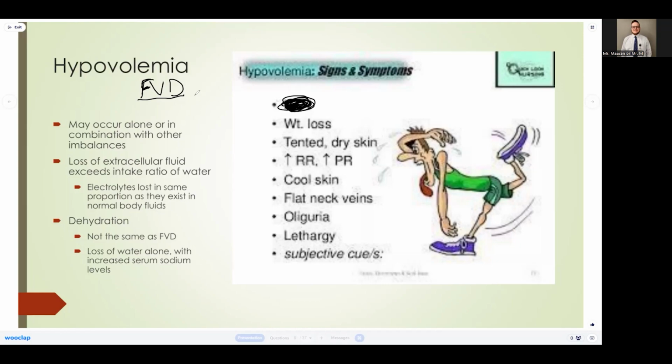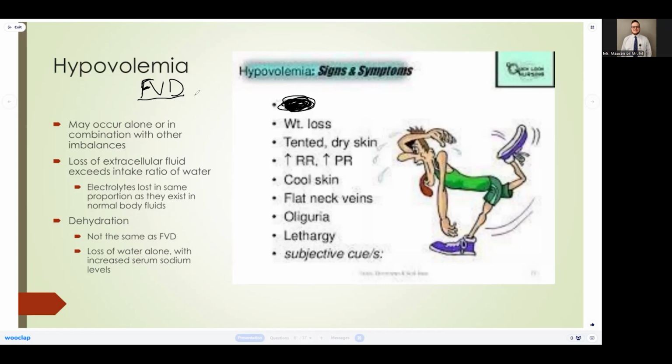Dehydration is kind of its own thing. What dehydration is basically saying is that the sodium concentration is higher compared to fluid. So this is losing water alone while sodium levels stay high, usually due to sweating and all the unknown losses of fluid without proper intake. They are very similar, but dehydration is not necessarily just fluid volume deficit on its own. It's a little more multifactorial, where it's losing a lot of fluid while the salt level is on the rise. That would be dehydration.